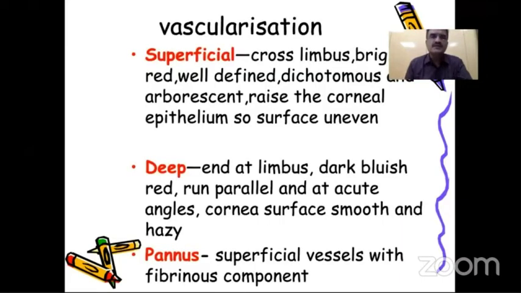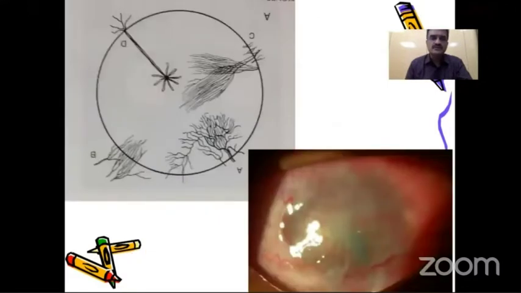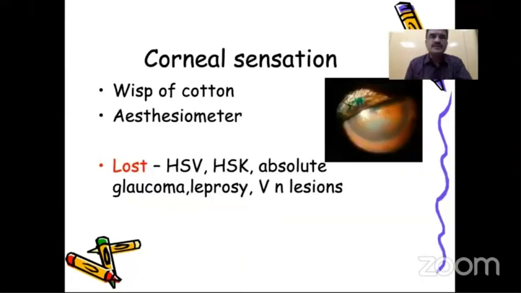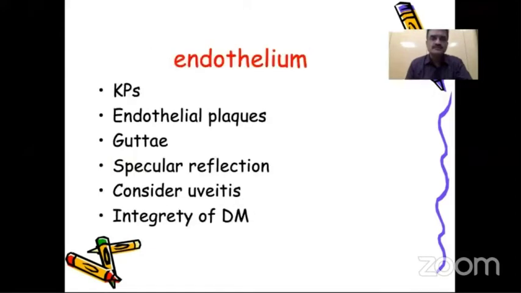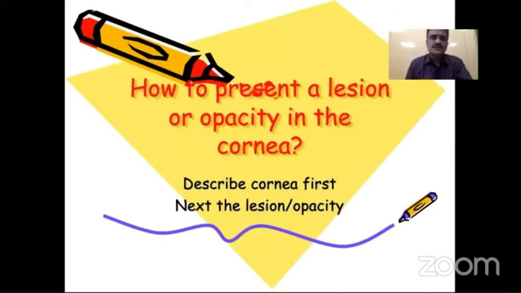And don't forget to look for vascularization under a cobalt, under a red-free filter, and document whether there is a presence of superficial, deep vascularization, and also look for pannus. And this is how the various types of vascularizations appear in the cornea. And check for the corneal sensation either using a wisp of cotton or an anesthesiometer. And the endothelium has to be looked for in all the cases to know the extent of the disease.